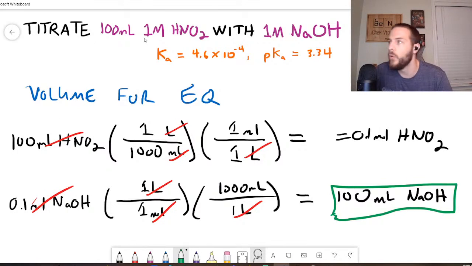Instead of 100 milliliters of 1 molar nitrous acid, it was 100 milliliters of 1 molar hydrochloric acid, and we got the same exact result. 100 milliliters of base is necessary to reach the equivalence point. So what we're learning here is that the equivalence point doesn't depend on whether the acid is strong or weak. All we're looking at is the volume of titrant required to supply the same number of moles of titrant as you have of your analyte. That is the whole point in figuring out the volume required to reach the equivalence point.